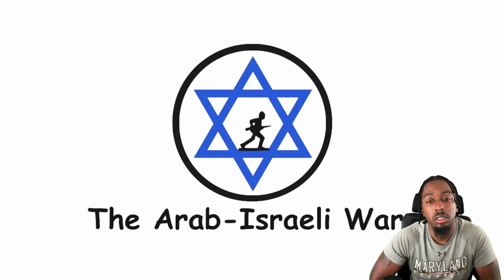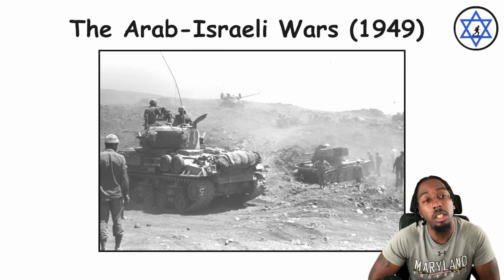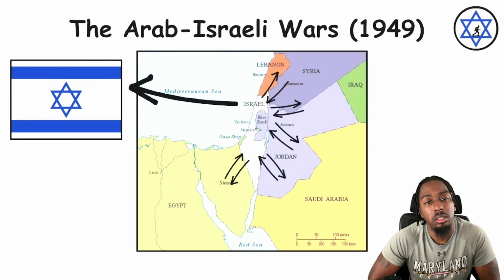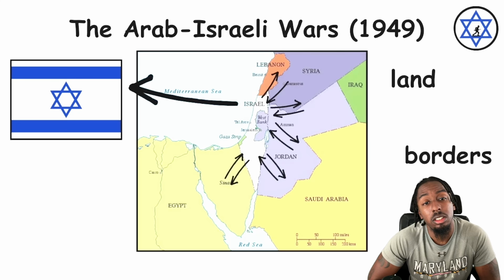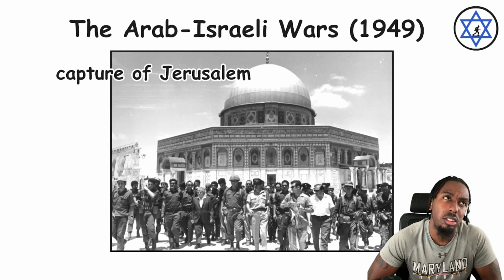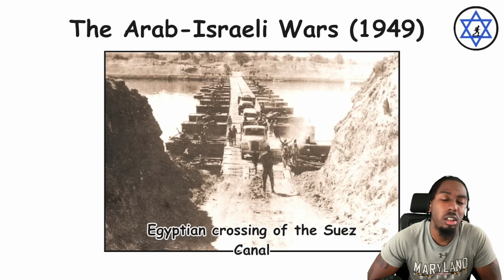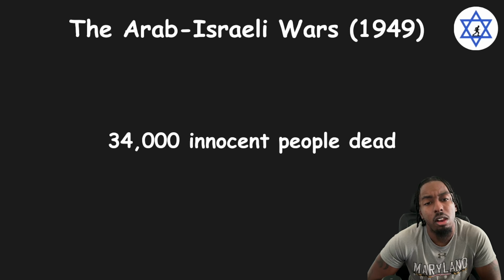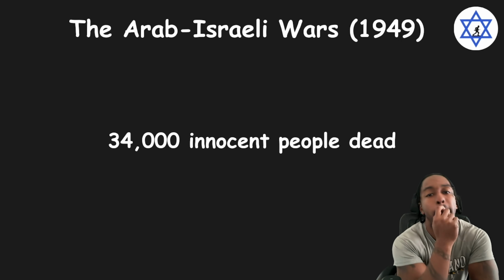The Arab-Israeli Wars. The Arab-Israeli Wars refer to a series of conflicts between Israel and various Arab states, primarily surrounding the establishment and expansion of the State of Israel in the 20th century. These wars were driven by disputes over territory, borders, and the rights of Palestinian refugees, as well as broader geopolitical tensions in the Middle East. They saw major battles, including the capture of Jerusalem in 1967 and the Egyptian crossing of the Suez Canal in 1973. The conflict continues to this day, with over 34,000 innocent people killed between 2023 and 2024.